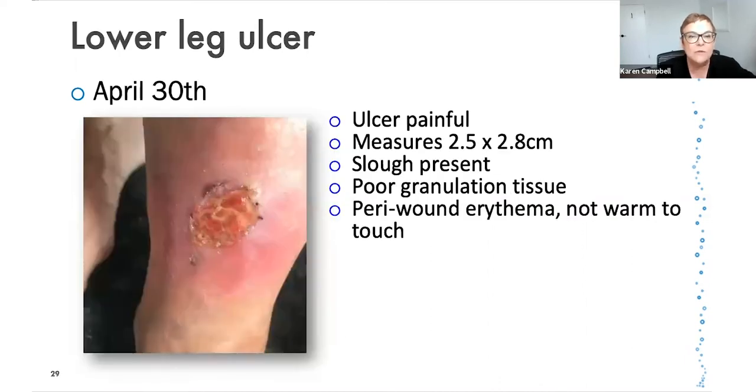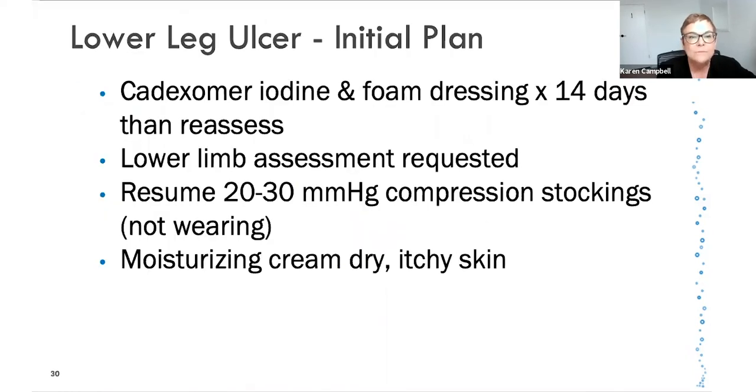So you can see on April 30th, the ulcer was quite painful. You can see the size there. There was slough present, poor granulation tissue, peri-wound erythema, but it was not warm to touch. And the initial treatment plan with his home care nurse was cadexomer iodine in a foam dressing for 2 weeks. There was a request from the clinician to have a lower leg assessment, and he had 20 to 30 millimeter compression stockings, but he wasn't wearing them. So he was asked to restart wearing them, and he was moisturizing his leg because it was dry and itchy.